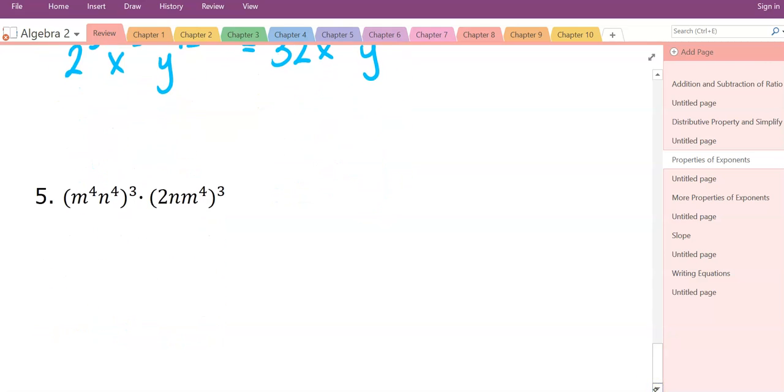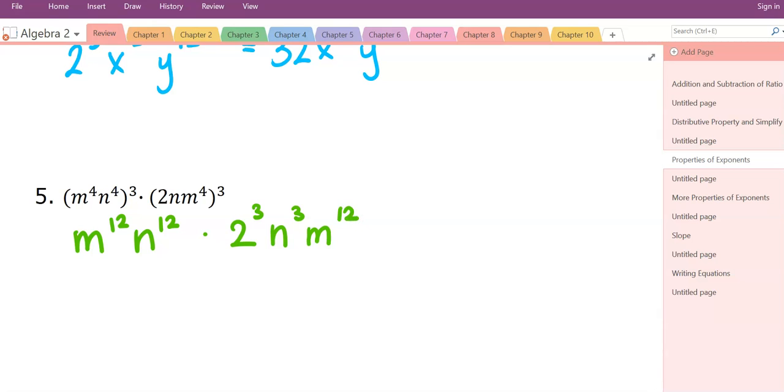And for the last one, number 5, you will have m to the 12th, n to the 12th, times 2 to the 3rd, n to the 3rd, m to the 12th. 2 to the 3rd power is going to be 8. Your m is now going to have an exponent of 24, and you'll have n to the 15th power.